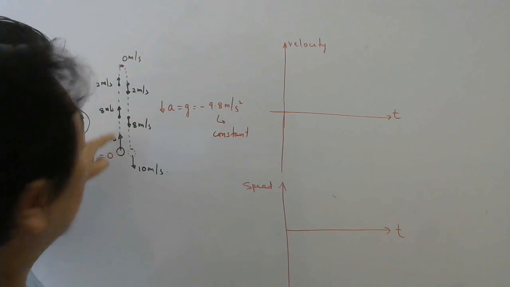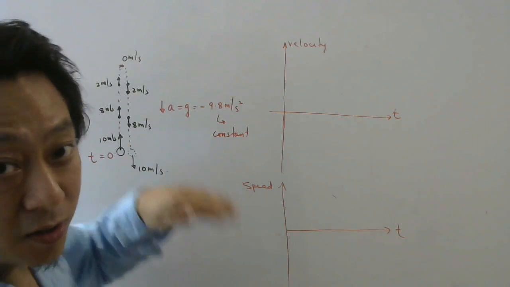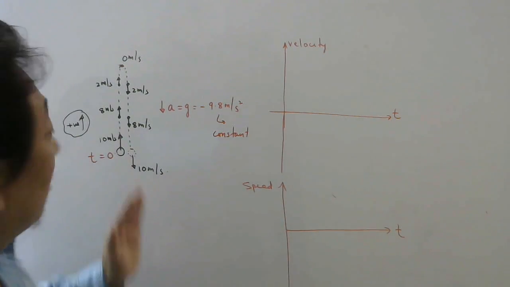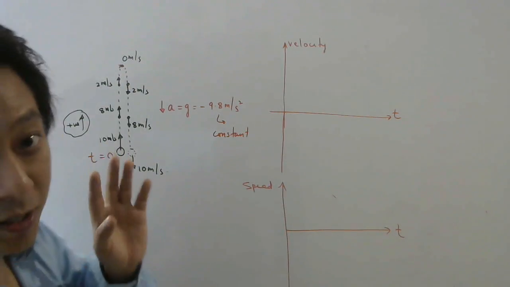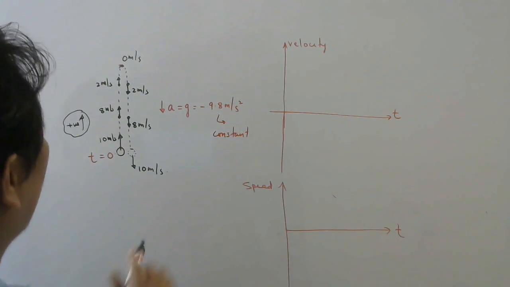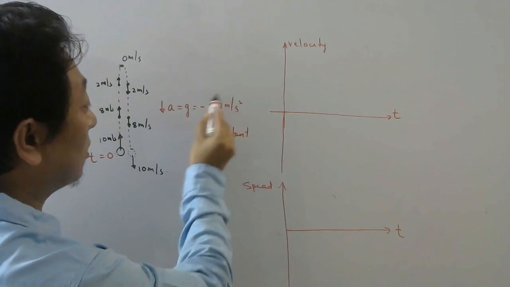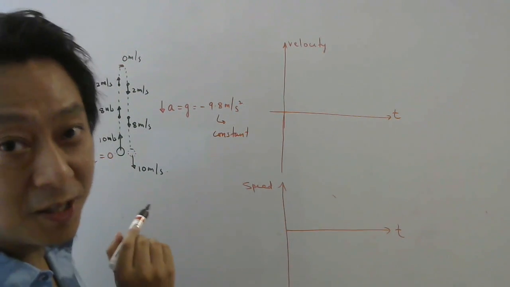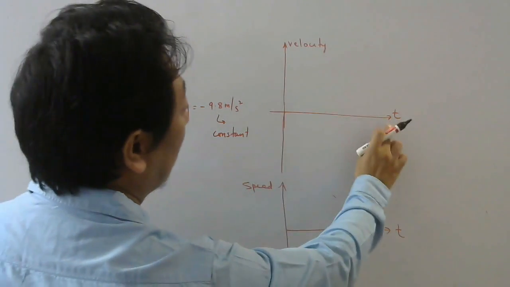goes up, its velocity decreases in magnitude, and while coming back, its velocity increases in magnitude. But in this part, velocity is positive, in this part, velocity is negative. And acceleration due to gravity is downwards, so it will be negative, which is constant 9.8 meters per second square. So let's first draw the velocity time graph.